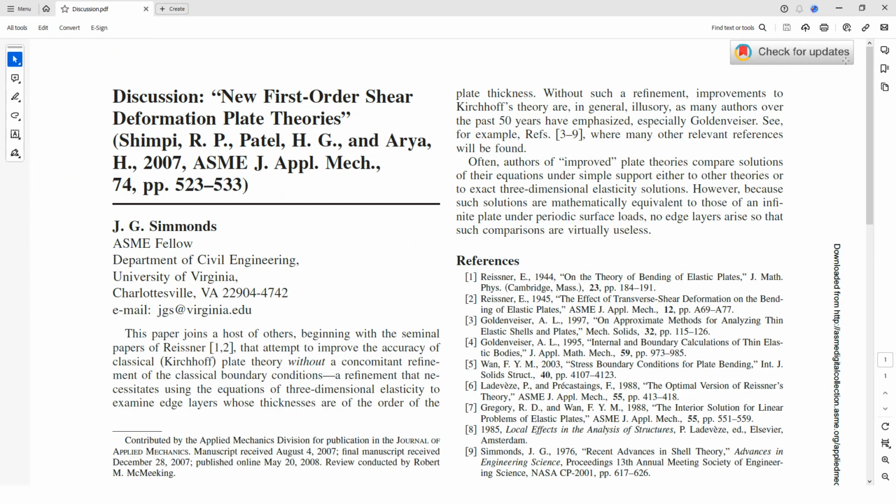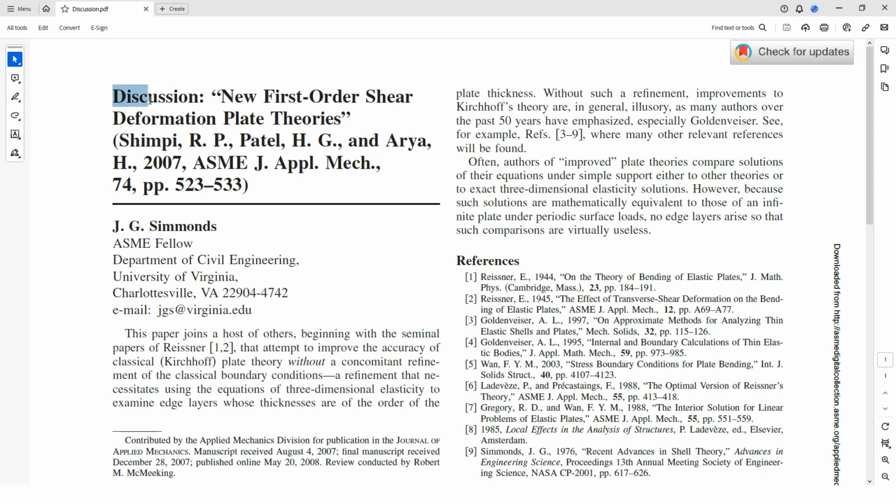If you look at, this is one sample I have included. This is one ASME Journal of Applied Mechanics. So this was the original paper published by Shimpi, Patel and Arya in 2007 in ASME Journal of Applied Mechanics. These are the volume and page numbers. Now while reading this article, Professor J.G. Simmons identified there are few points which can be addressed to improve this article. So he wrote this one page note. This is one page only. So he wrote one article addressing a few improvements or suggestions.